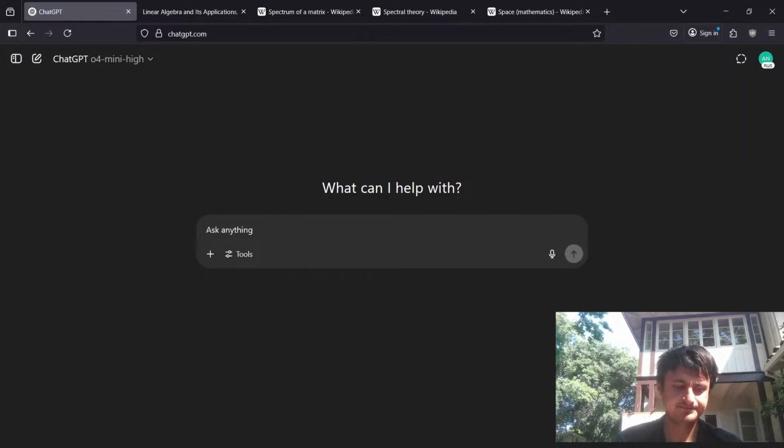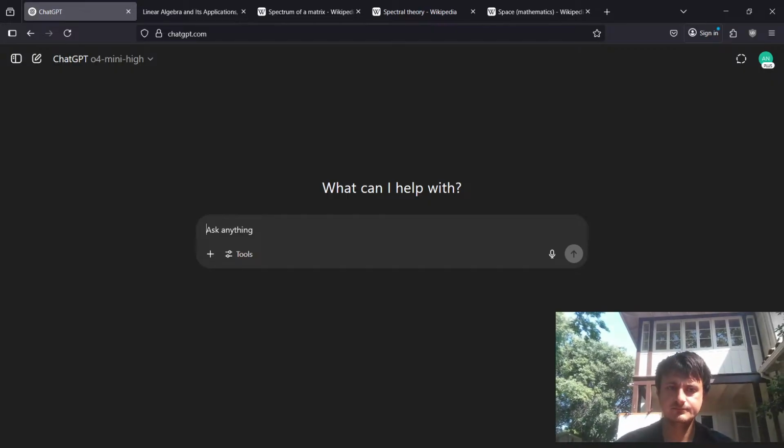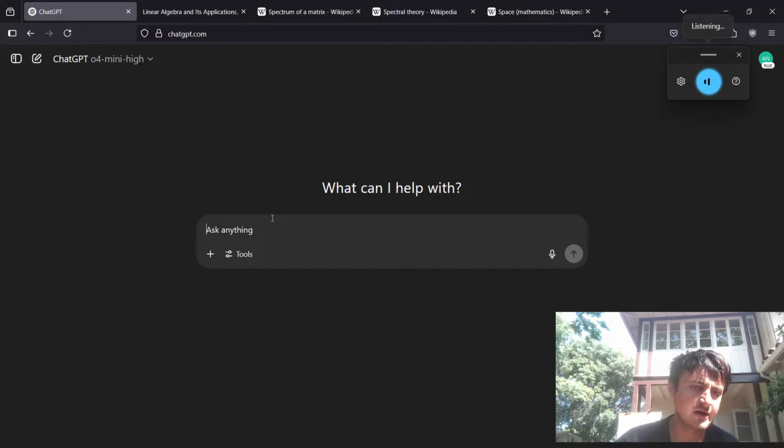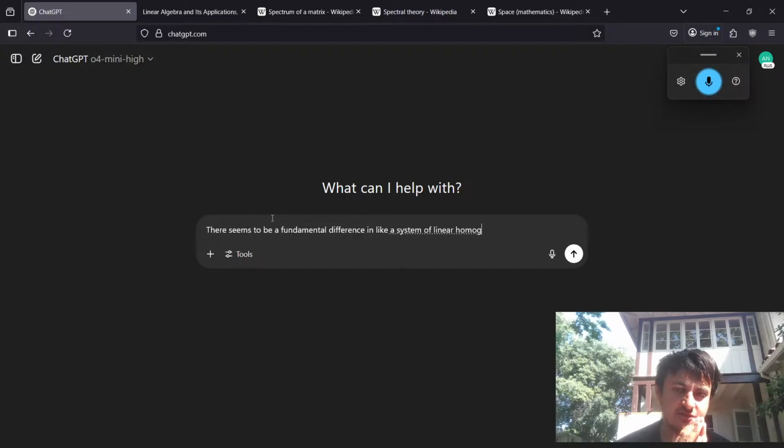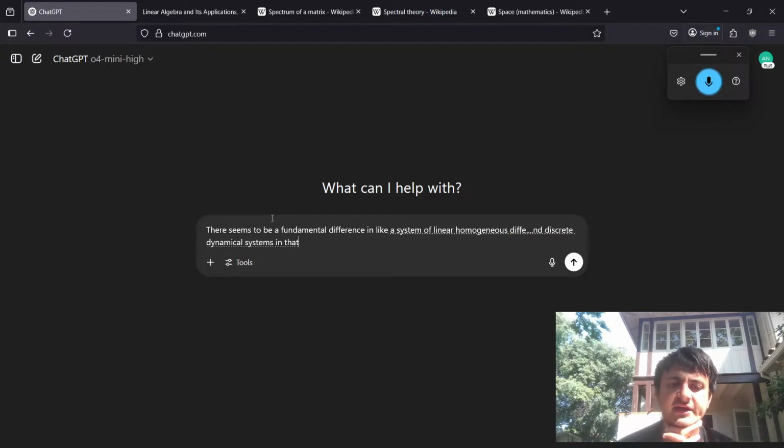Wait, let's see if this works now. Oh, nice. Okay. There seems to be a fundamental difference between a system of linear homogeneous differential equations that you can write in matrix form and discrete dynamical systems, in that if the eigenvalues are positive at all for the differential equation case, then it's growing. But if the absolute value of the eigenvalue is less than 1 for the discrete case, then it actually shrinks.